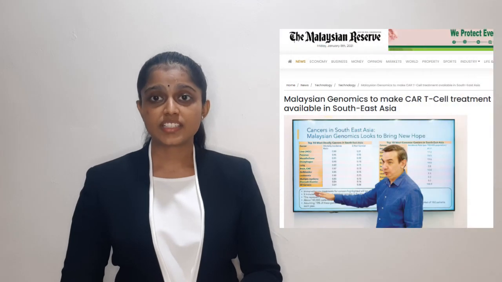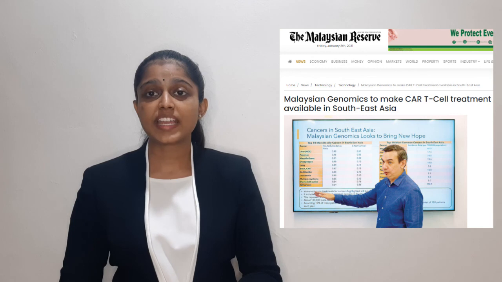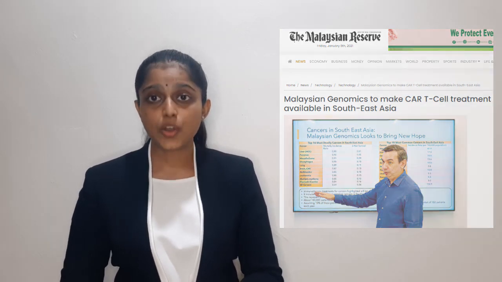CAR T cell therapy alone in Europe costs about 400,000 USD, which is approximately 1.61 million Malaysian ringgit. However, Malaysian Genomics Resource Centre Berhad is aiming to make CAR T cells available in Southeast Asia for approximately 200,000 Malaysian ringgit only. To conclude, CAR T cell therapy has paved a new path in cancer immunotherapy.